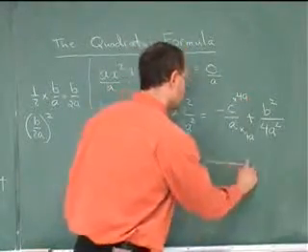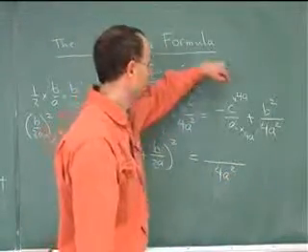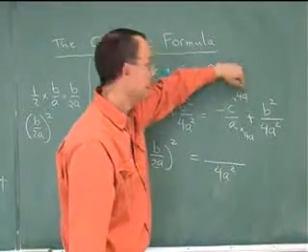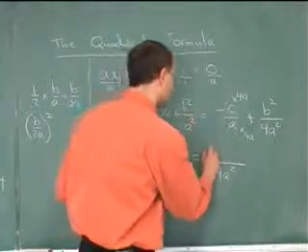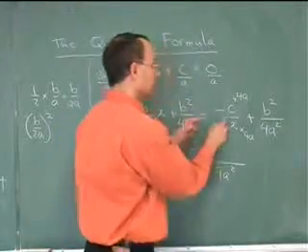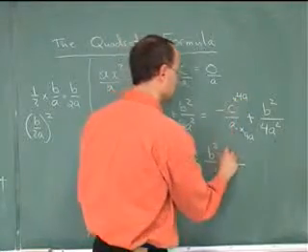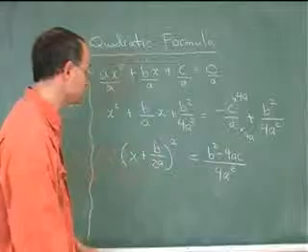So what are we going to get here? Well, we're going to have 4a squared on the bottom, and we're going to have a negative c times 4a and a positive b squared. So I'm going to write the positive first, b squared, and then the negative 4 times a times c. So we've combined the fraction.